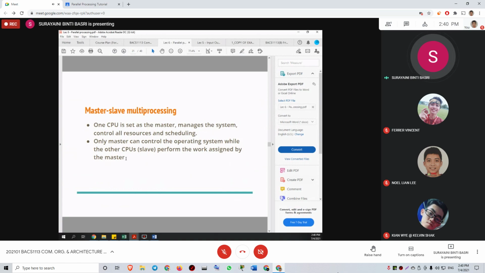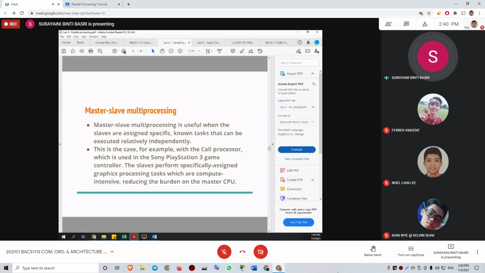Okay, so this is another detail of master-slave multiprocessing. Like I said just now, one CPU is set as the master. This master will manage the system and control all resources and scheduling. Only the master can control the operating system, while the other CPUs, the slaves, perform the work assigned by the master. I think this one is easier to understand. Master-slave multiprocessing is useful when slaves are assigned specific tasks that can be executed relatively independently.